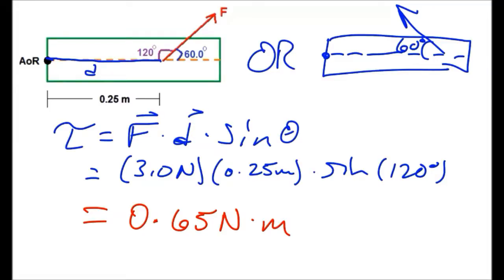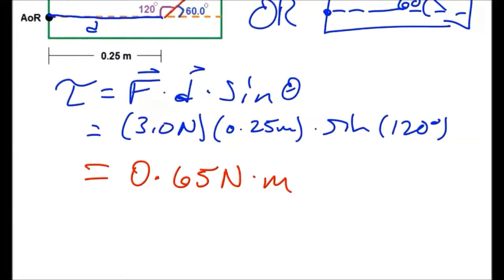The question said, what is the maximum torque this force could exert? Now, how can we come up with maximum torque? What has to be true, Josh? Yeah, it must be at 90 degrees. So if you were at 120 degrees, this is the torque you would get, but we were asked what the maximum torque possible would be, all right? So we need to go through and figure that out.